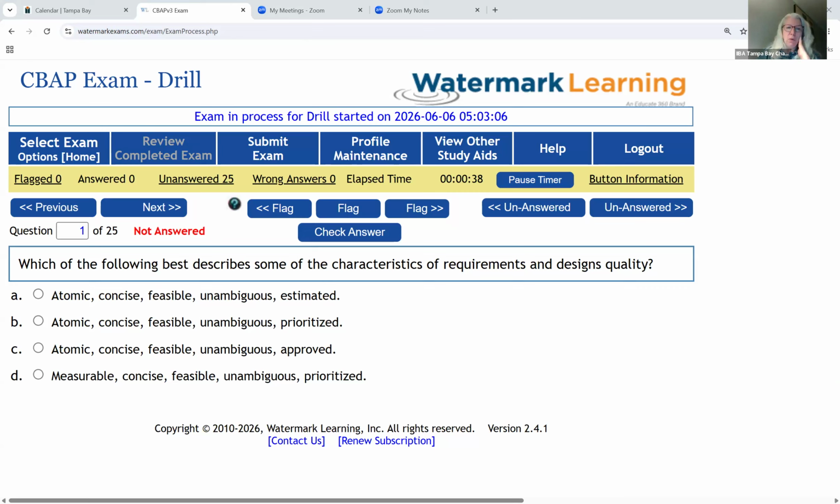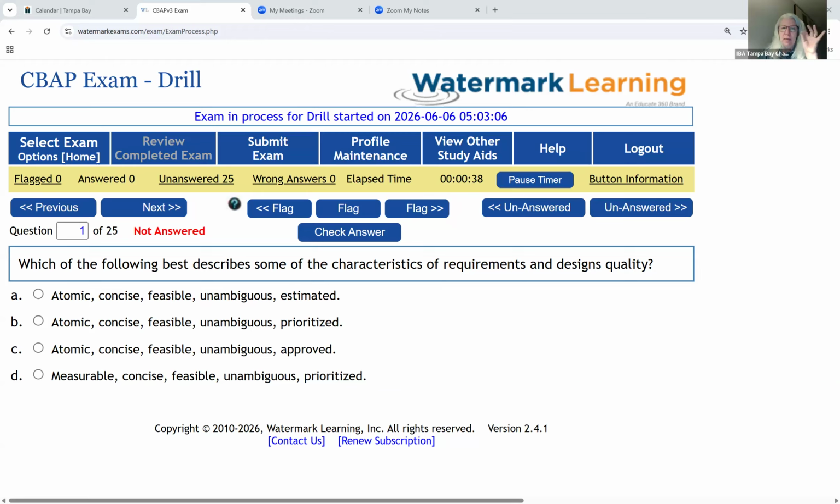Whenever you're checking the quality of a requirement, you're looking at these things. You're looking at the characteristics of requirements and designs quality. And this list right here is very important. You need to understand what each one of these words mean.